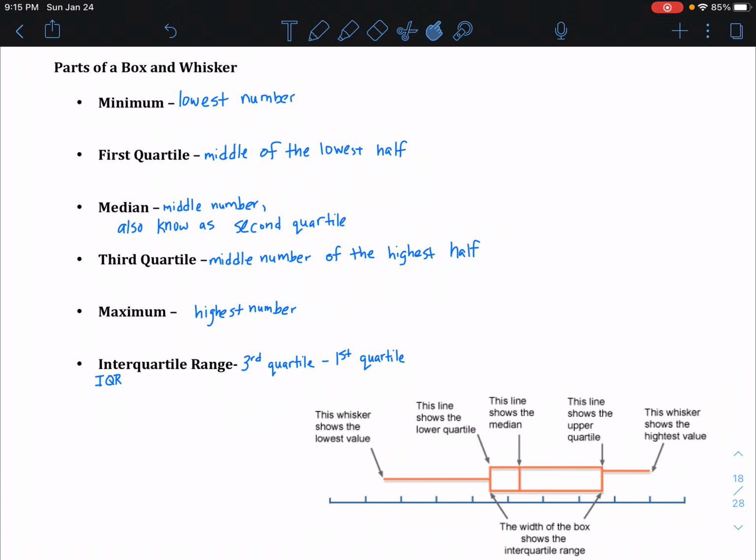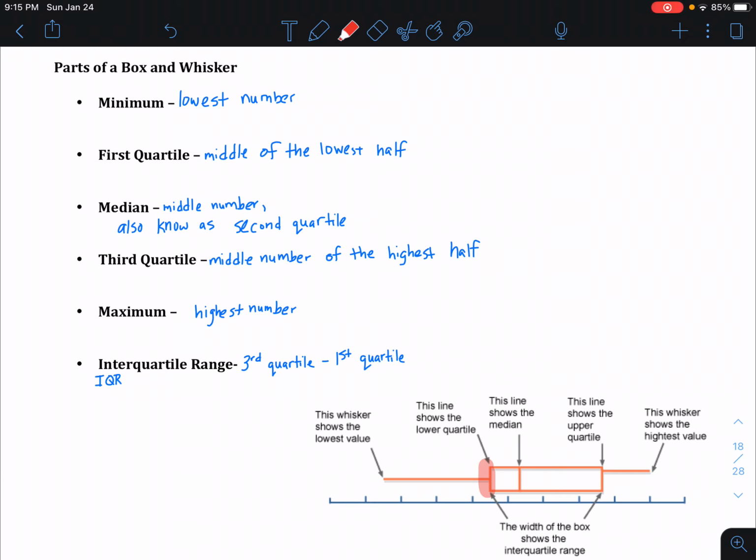So here are the parts of a box and whisker plot. You can see in the diagram, let me start with the minimum number. That would be the lowest number, here. The first quartile is the middle of the first half, or the bottom half, of the numbers, and that would be the left side of the box, as I just highlighted.